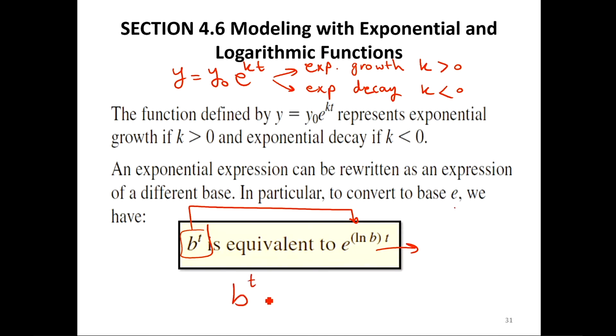b to the power t, we can put it like this: e to the power t multiplied by ln b. For example, 2 to the power t, we can put it as e to the power t ln 2. Or for example 5 to the power t is equal to e to the power t ln 5. This is the same.